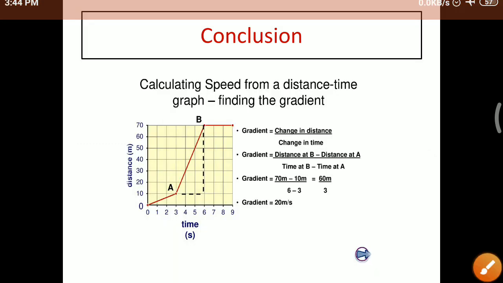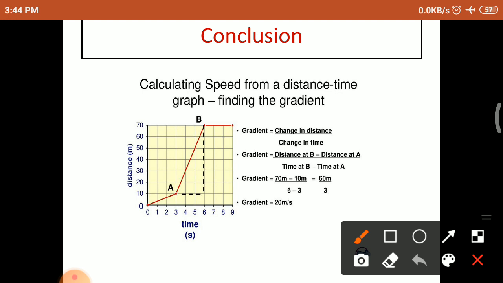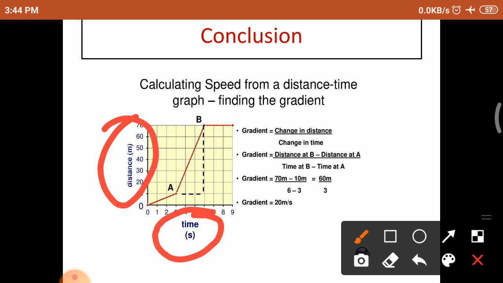So, conclusion: how to calculate speed from a distance-time graph. When we divide the distance by the time, we get the speed. So we can calculate speed from the distance-time graph.